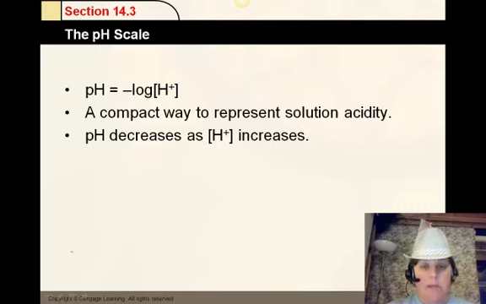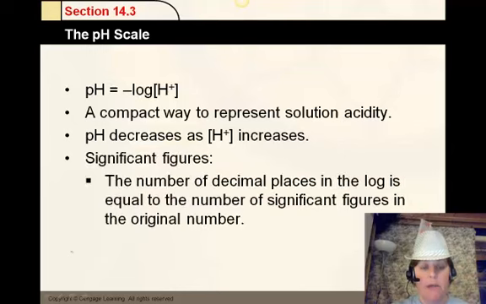As the amount of hydrogen increases, the pH decreases, because, of course, the more you have, the smaller the exponent, and thus the smaller the pH. When you write pH, remember the number of decimal places in the log is equal to the number of significant figures in the original number.